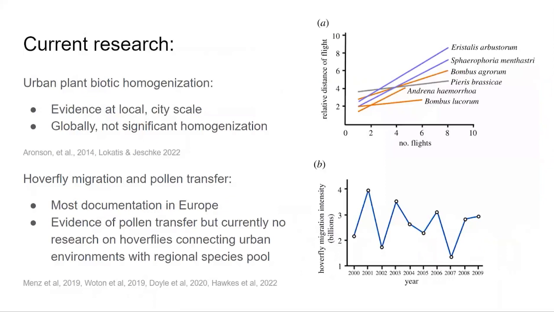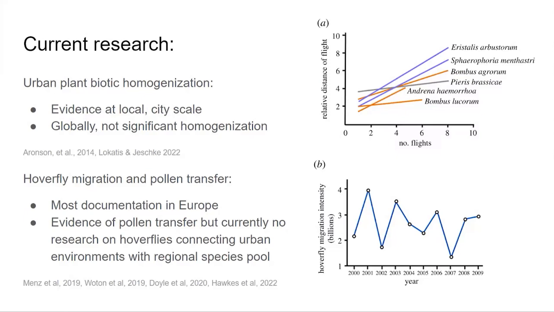So the current research that is going on right now, there's nothing really specifically that I found that looks at hoverflies' role as far as connecting urban and rural populations. But there is research out there, of course, on urban plant biotic homogenization. There is pretty strong evidence at the local city scale. Globally, there's not as much of a consensus that homogenization is happening, but it's acknowledged pretty widely that there's a risk for it. And then hoverfly migration and pollen transfer. Most of the documentation I found was in Europe. There was very little documentation that I found in North America, but I think there's more research being done. Most of the papers I found were published this year. So that's good to see that more folks are doing research on that.